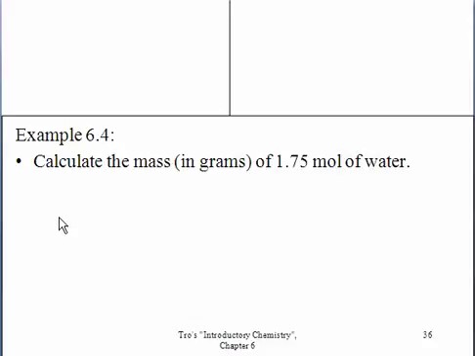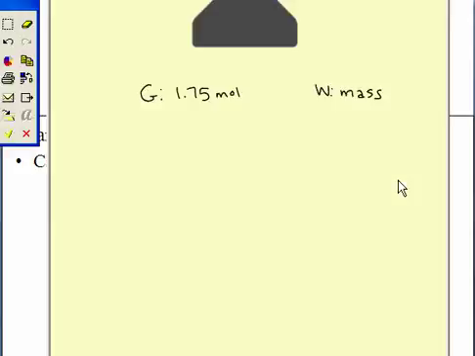So now let's look at solving this example. Calculate the mass in grams of 1.75 moles of water. So let's look at what we're given. We're given 1.75 moles of water, and we want the mass of water.